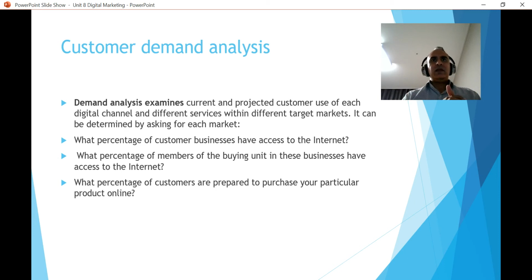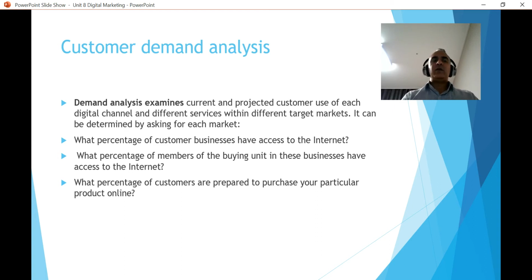Again, we also need to understand how much business we generate through online and through offline, so whether it is worth really putting so much effort into a digital strategy or not. And then we also need to understand whether they are willing to purchase online or not.